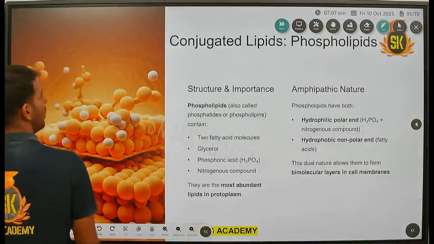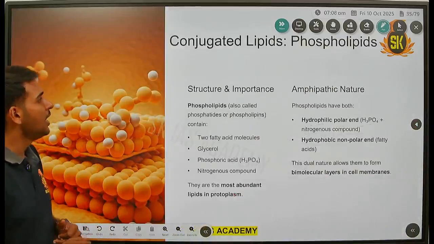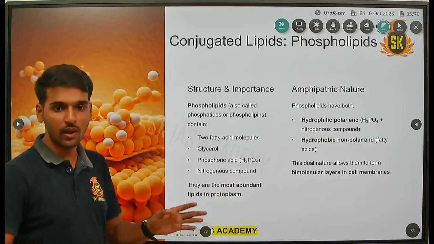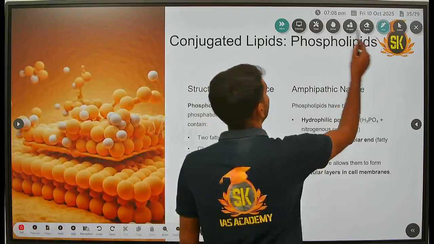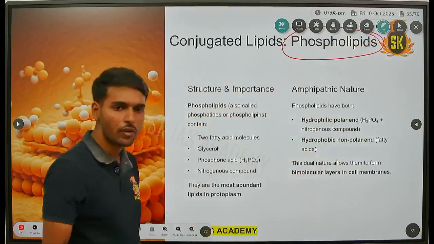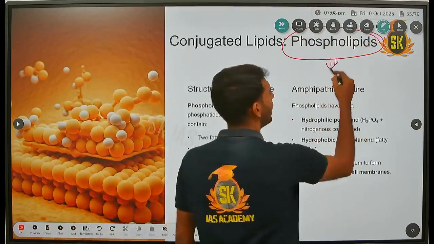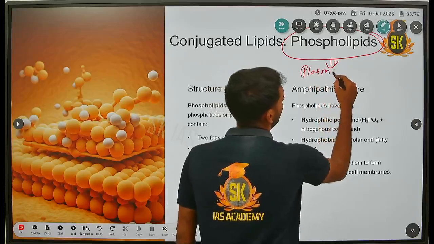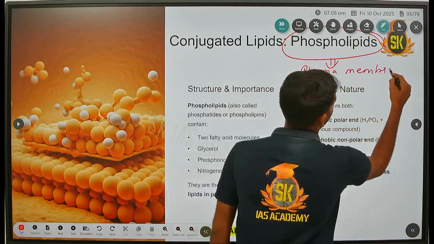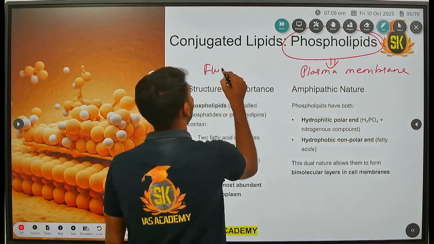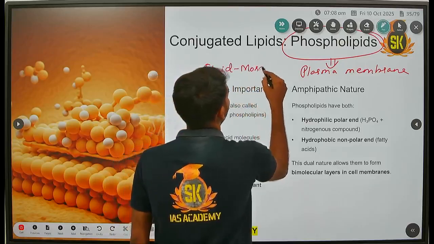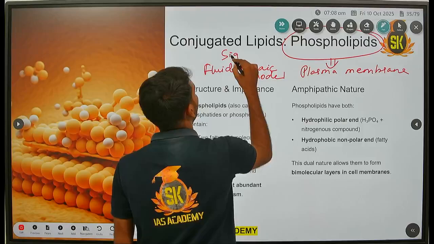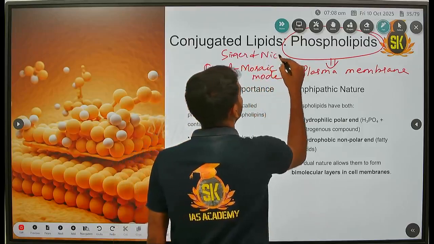Okay, now we'll be dealing with the conjugated lipids. It has many types. We have seen phospholipids, lipoproteins, we saw, right? First we are going to deal with phospholipids. Phospholipids we have seen earlier in cell biology, cell the unit of life, as which topic? Plasma membrane. Which model? Fluid mosaic model. Fluid mosaic model was introduced by Singer and Nicholson.